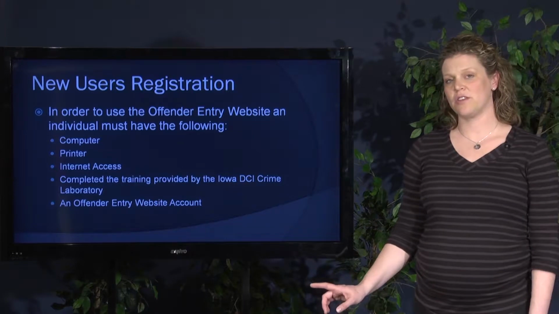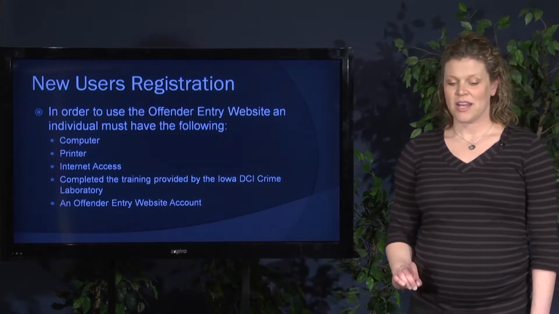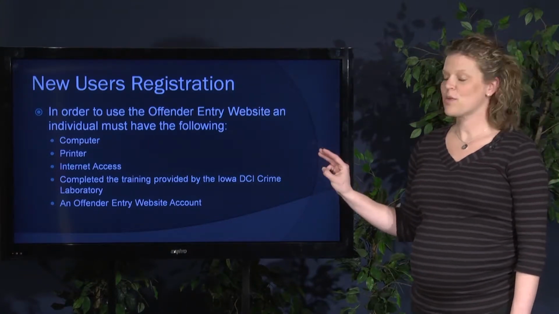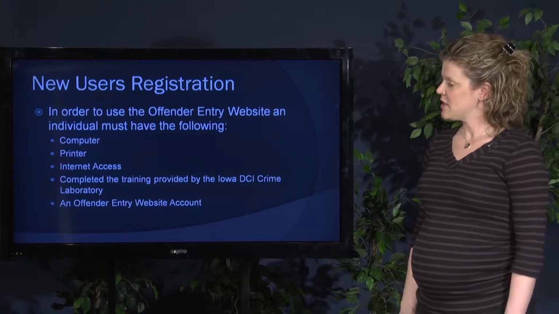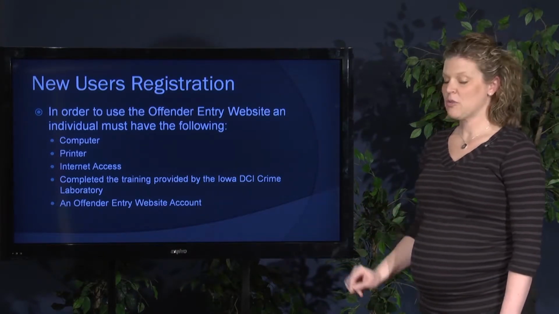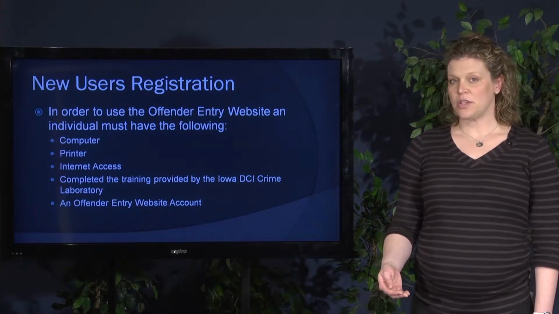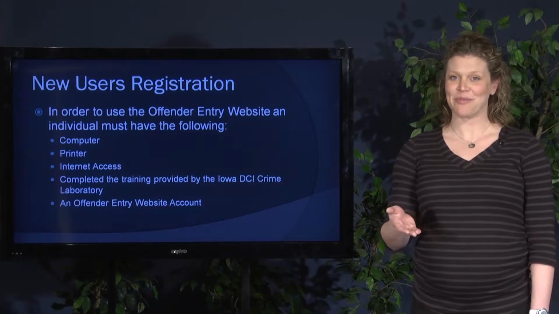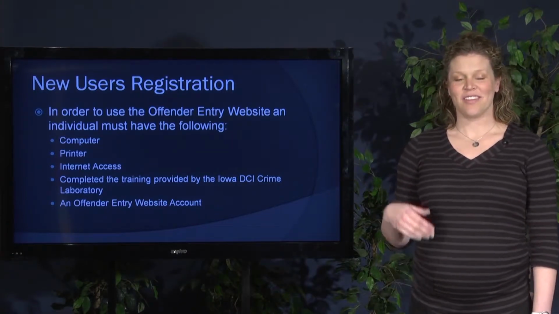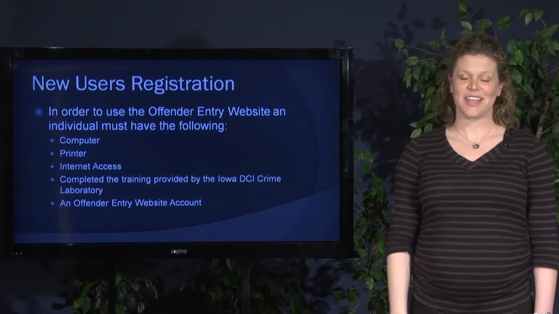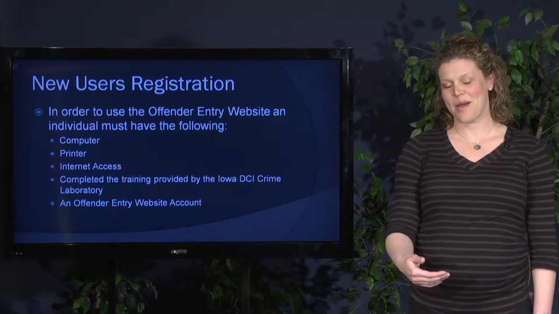All right, so let's start with the new user's registration. In order to use the offender entry website, an individual must have the following. First, a computer, second, a printer, and third, internet access. Those are the big things here. You will also need to complete the training provided by us, the DCI Crime Lab. There's a variety of different ways you can do that, one of which is watching the video that I'm providing to you today, along with the classes that we went around the state and provided to your coworkers. As long as you've attended the training, you can be provided a certificate and we will acknowledge you and give you a username and password.